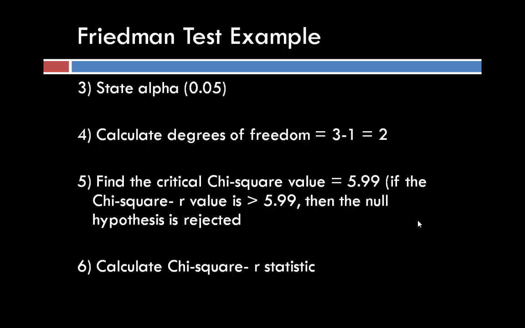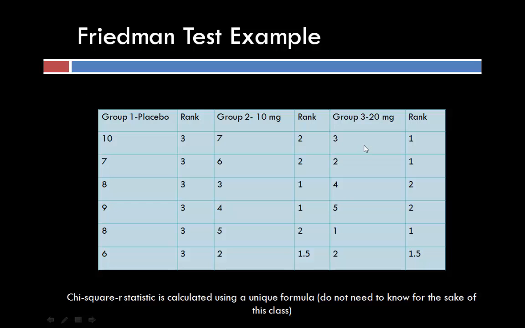So next we have to calculate the chi-square R statistic. So this time when we do the rankings, we rank across the row since it is the same patient receiving all 3 treatments here. They're only going to get a rank of 1, 2, or 3 going across the row unless there is a tie. So for example, for our first participant here, they have a pain score of 10 with the placebo, 7 getting the 10 milligrams, and 3 receiving the 20 milligrams.